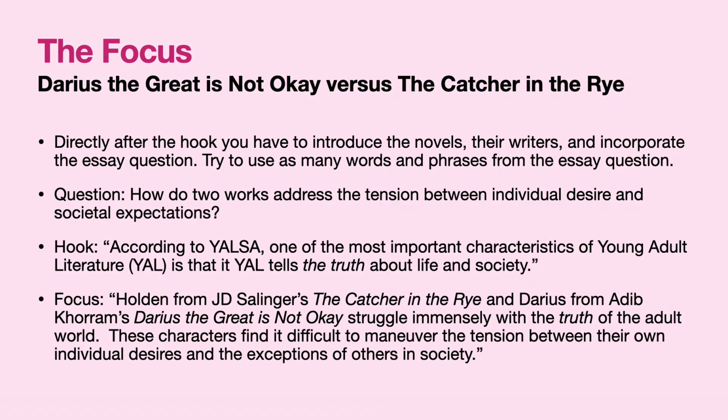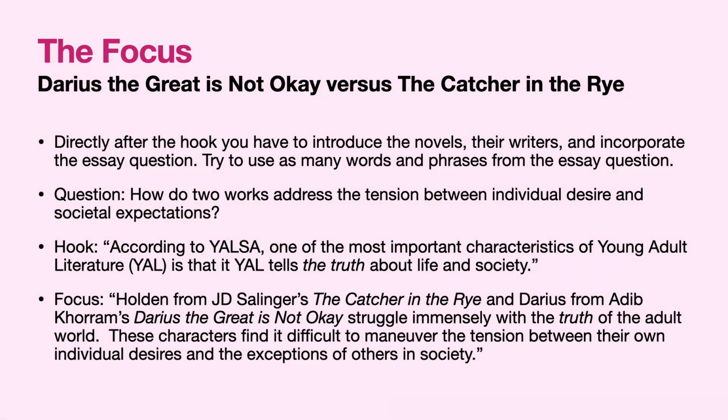And then in the focus, what I'm going to do is I'm going to introduce the novels, and I'm going to introduce as much information from the question. So Holden from J.D. Salinger's The Catcher in the Rye and Darius from Adib Khorram's Darius the Great is Not Okay struggle immensely with the truth of the adult world. These characters find it difficult to maneuver the tension between their own individual desires and the expectations of others in society.